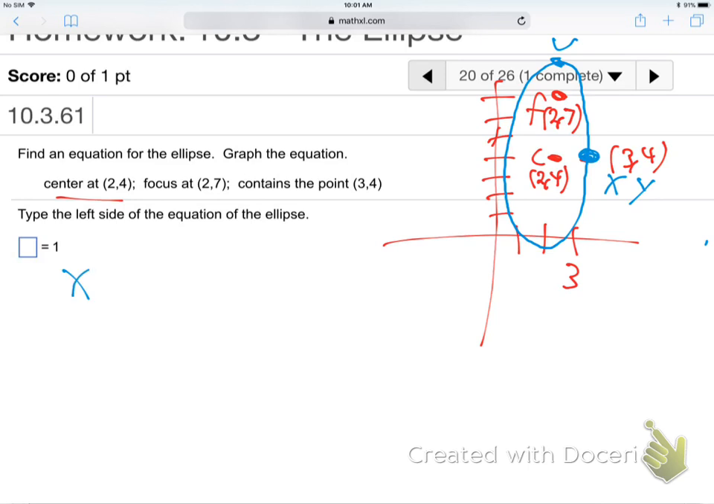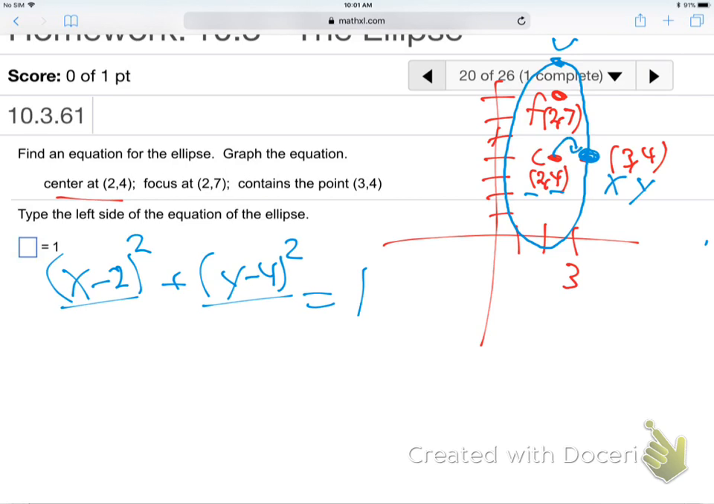So it's x, no, what's the center? 2, 4. So opposite. So x minus 2 squared, y minus 4 squared equals 1. Numbers below x and y, I don't know. Hey, I do know. How far to the right from the center? Only 1. Does everybody see that? Because we're just going from 2, 4 to 3, 4. That's only 1 to the right. So what's underneath x is 1 squared.